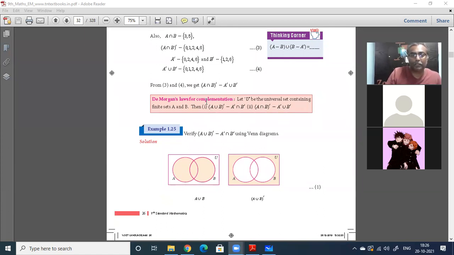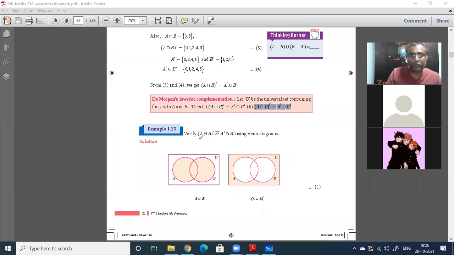So, what is De Morgan's law for complementation? A union B, the whole complement is equal to A complement intersection B complement, and A intersection B, the whole complement is equal to A complement union B complement. Now we are going to verify the first law. A union B, the whole complement is equal to, this is not minus, A complement intersection B complement. How to verify that?